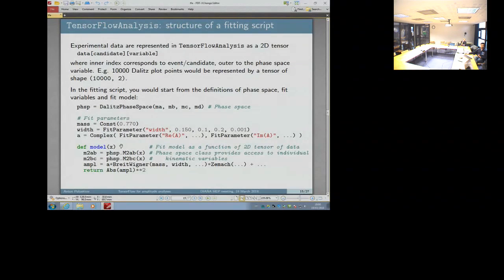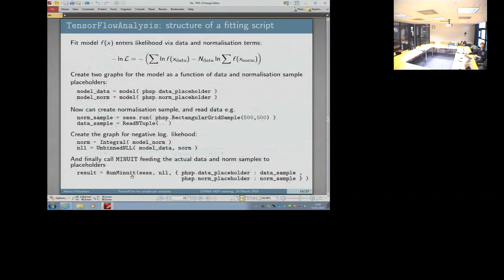Now you're describing the model as a function of the phase space variable x. This phase space has the methods to access whatever invariant mass combinations, for instance. Then you describe your amplitude as a combination of Breit-Wigners and angular observables, and then you return the absolute value squared of the amplitude. And this is your fitting model.